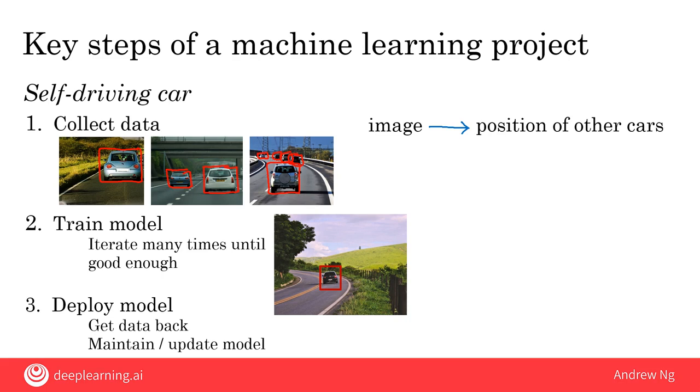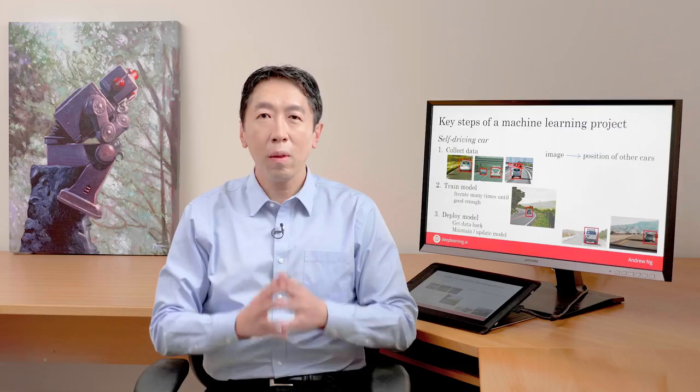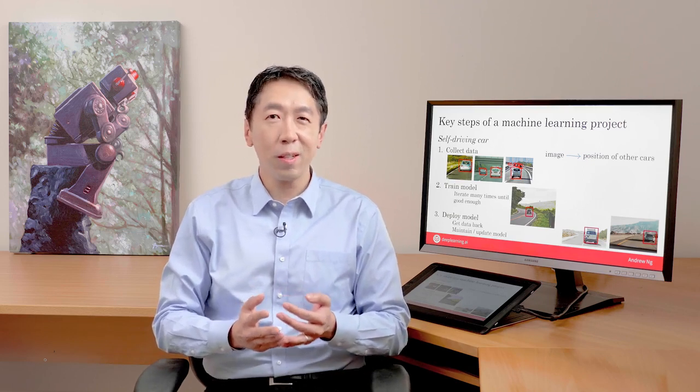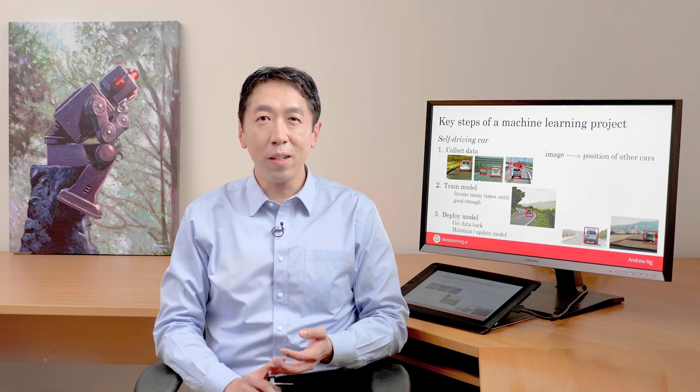And so you would get data back, say pictures of these golf carts, use the new data to maintain and update the model so that hopefully you can have your AI software continually get better and better to the point where you end up with a software that can do a pretty good job detecting other cars from pictures like these. In this video, you learn what are the key steps of a machine learning project, which are to collect data, to train the model, and then to deploy the model.